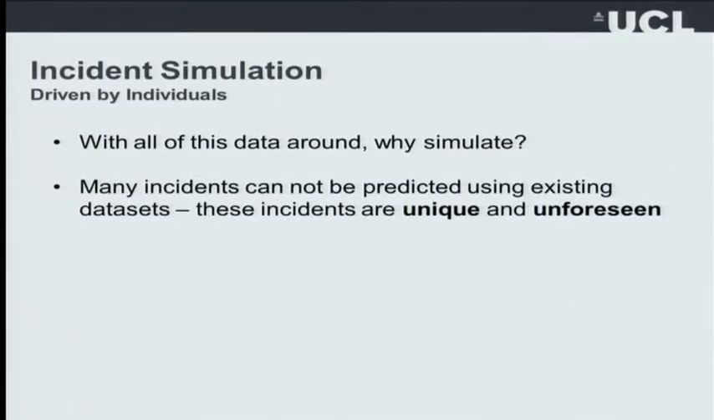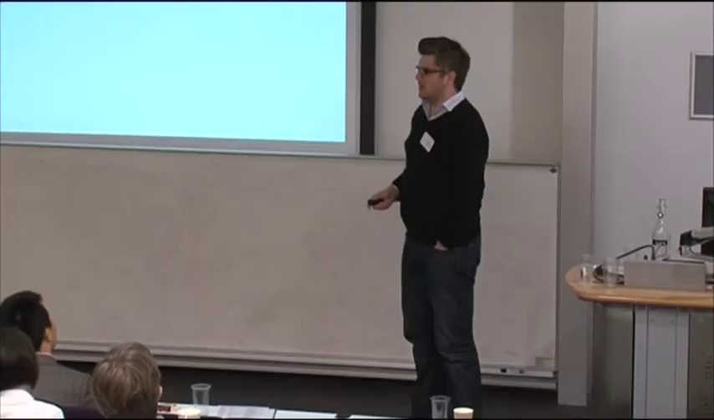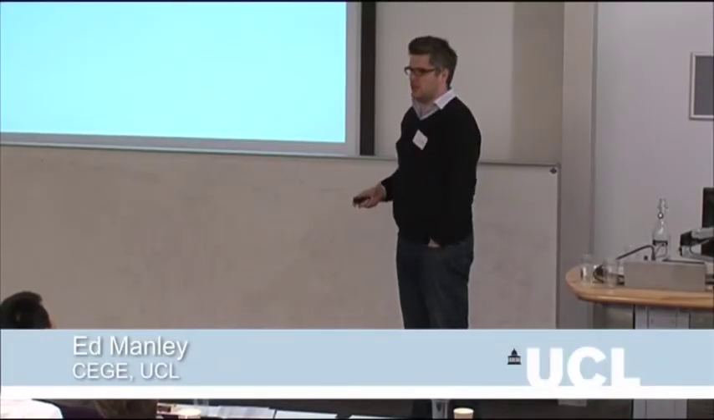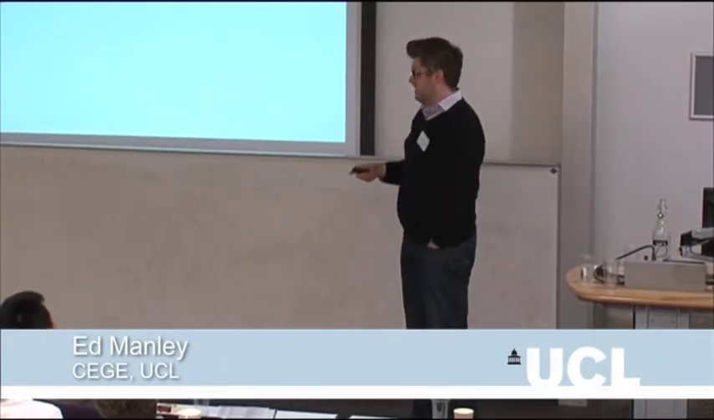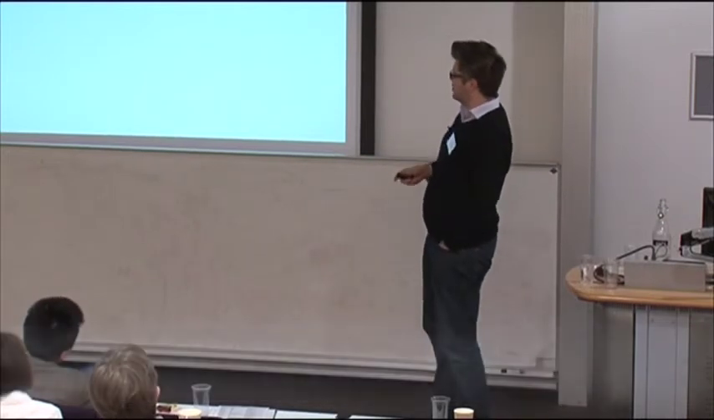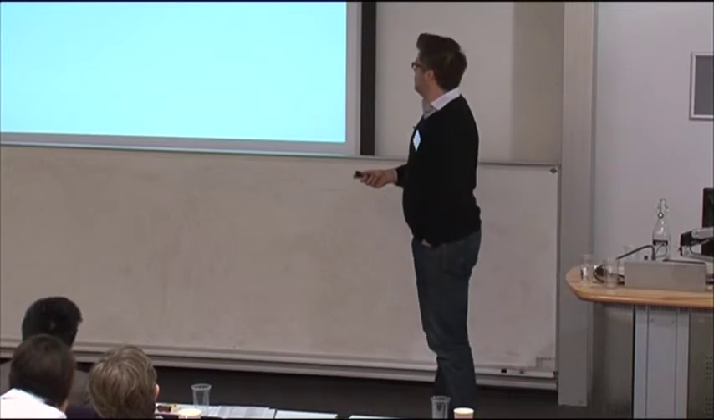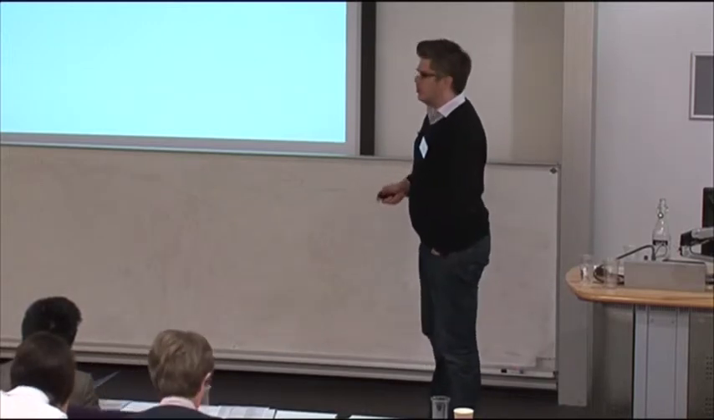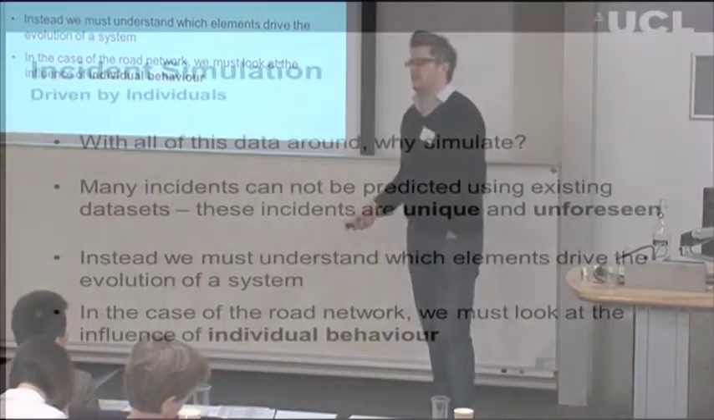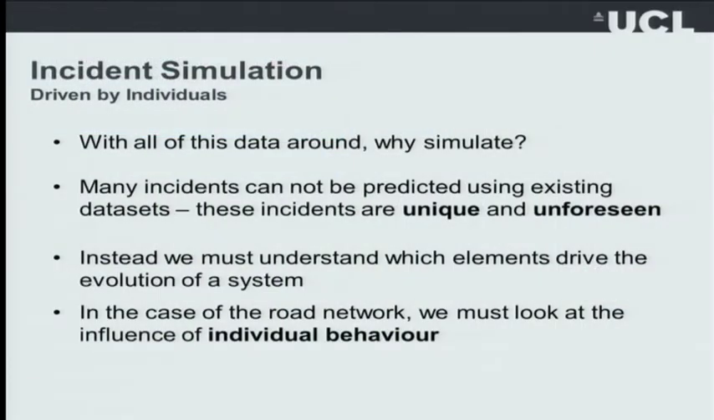I'm going to talk to you about what happens when there's an incident on the road network. In these circumstances, you can't use data in the same way James was talking about, because these events are usually unique in space and time. So you need to look at what's going on at the heart of the system: what's driving the resulting congestion in response to this incident, and this boils down to how people behave.